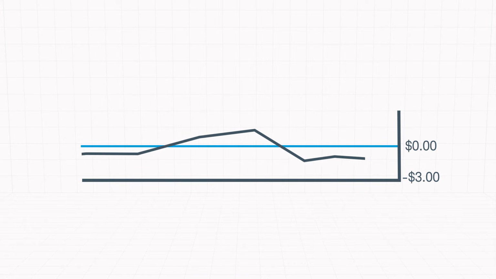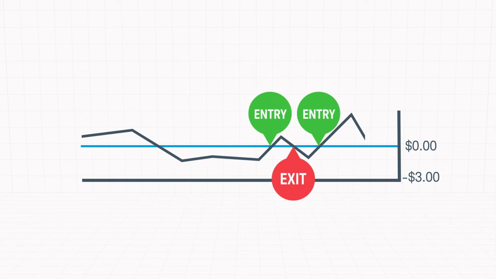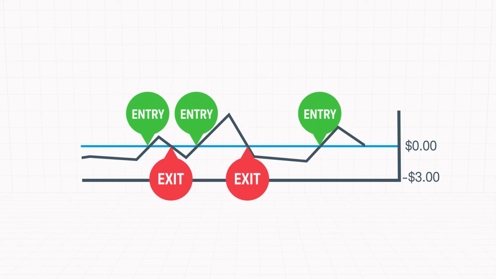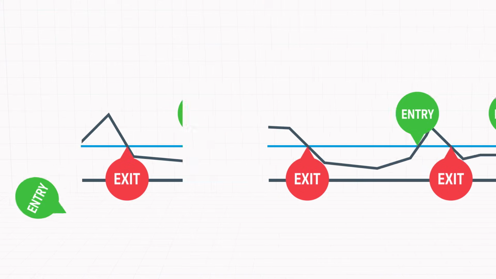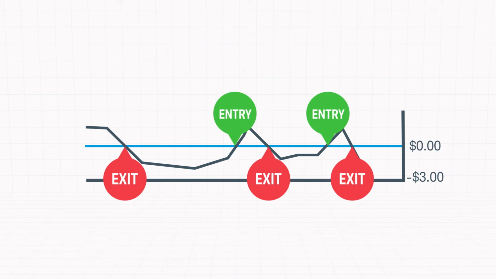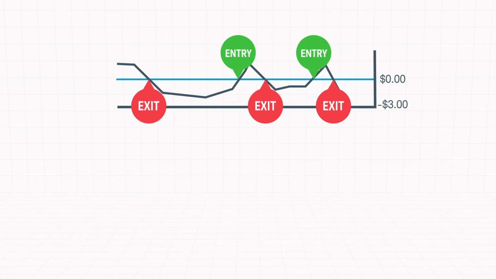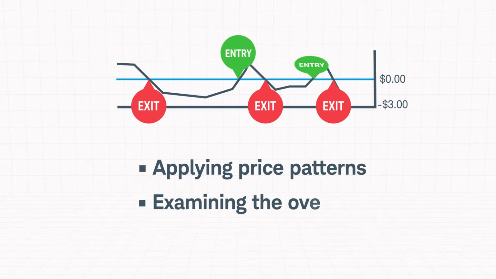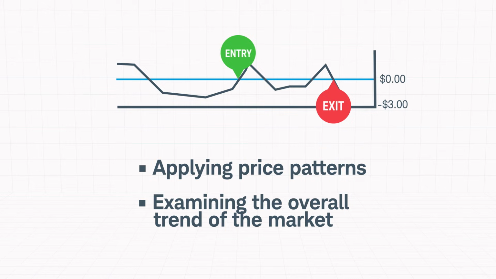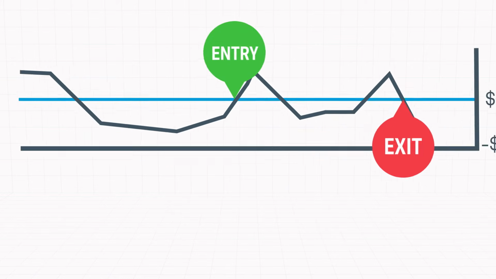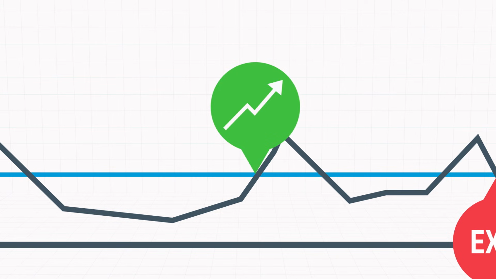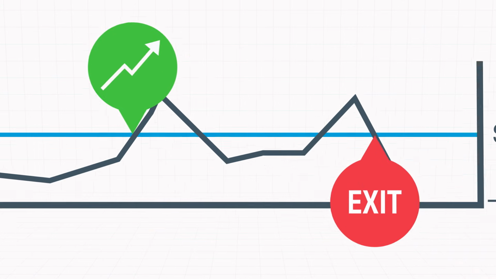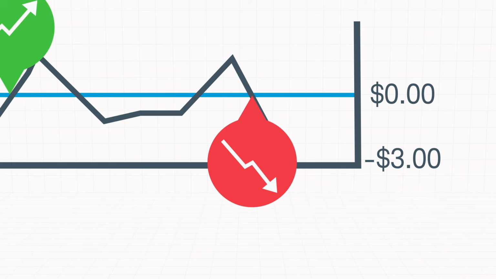This is because the momentum indicator can generate numerous signals as it crosses above and below the zero line. To help reduce the number of entry and exit signals, consider using additional conditions as a filter. Such filters include applying price patterns or examining the overall trend of the broader stock market. For example, some investors might only consider an entry signal valid if the broader market is trending higher. Conversely, some investors might only consider an exit signal if the broader market is trending lower.